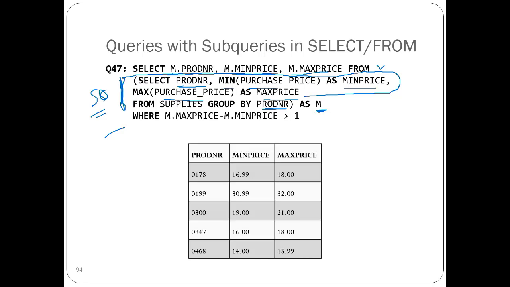Good. Right, so don't ignore this where clause. In the where clause, we want only those tuples where the price difference between the max price and min price is at least 1. And what you have over here is the result. All right, so look at it. All the product numbers and the min price and max price correspond to the products whose price difference is greater than 1.